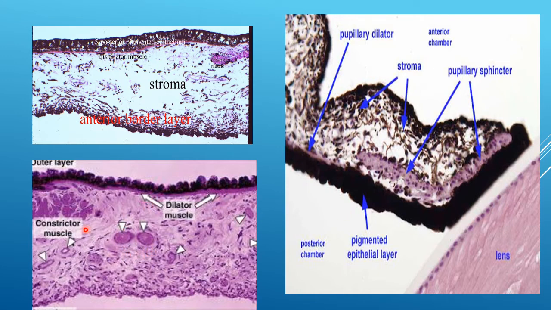So you can also appreciate here this is constrictor pupillae, and this is the dilator pupillae muscles, which have different innervation from the autonomic nervous system. Constrictor pupillae has parasympathetic innervation through short ciliary nerves, and its ganglion is the ciliary ganglion, and this parasympathetic sphincter pupillae muscle is responsible for constricting the pupil. This dilator pupillae muscle has the sympathetic innervation through the long ciliary nerves, and these are increasing the diameter of the pupil.